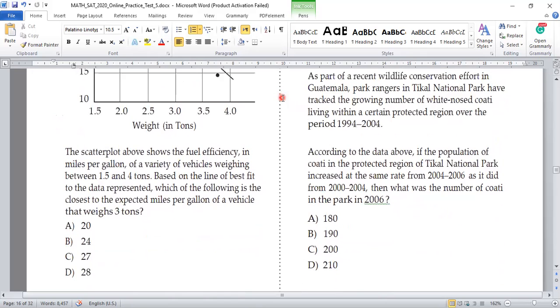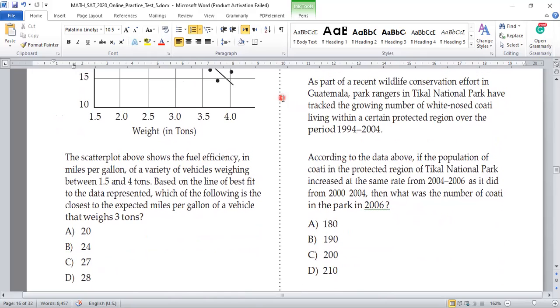According to the scatter plot above, which shows the fuel efficiency in miles per gallon of a variety of vehicles weighing between 1.5 and 4 tons. Hold on, why is it lagging like that? Weird. Based on the line of best fit of the data represented, which of the following is closest to the expected miles per gallon of a vehicle that weighs 3 tons?